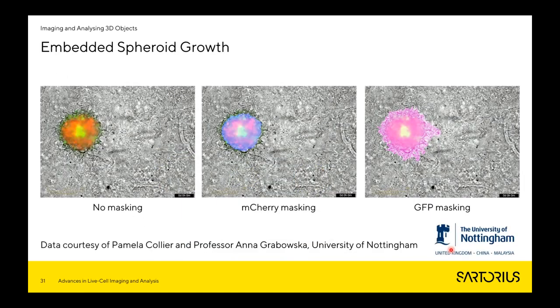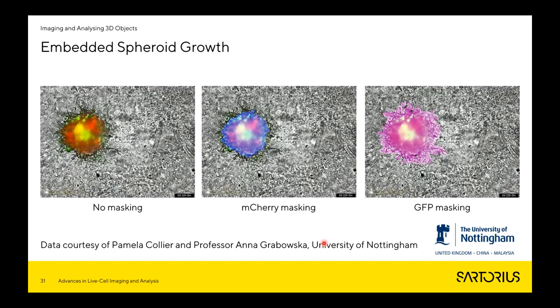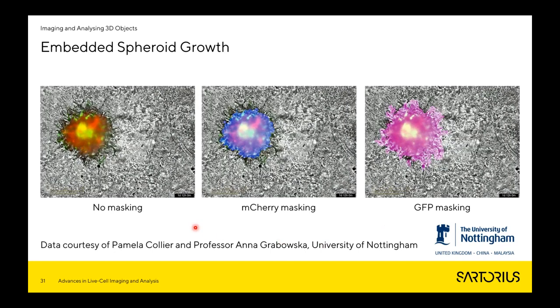So I'm going to present some customer-generated data here. This is courtesy of Pamela Collier and Professor Anna Grabowska at the University of Nottingham in the UK. And we can see here an example of a tumour spheroid. Now, these are tumour cells that have an mCherry transduction, and they're cultured with a fibroblastic cell type, which is GFP. So we have no masking, we have the mCherry masking here, and then we have the GFP masking in the pink. And over the course of this assay, we can see that spheroid start to grow in size.